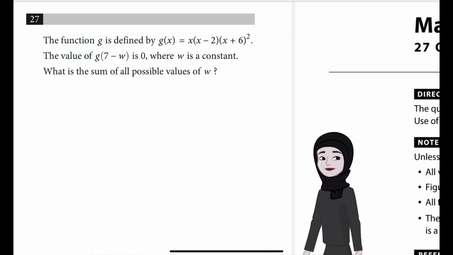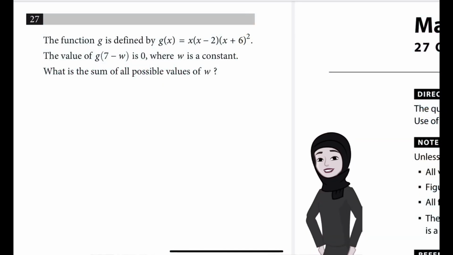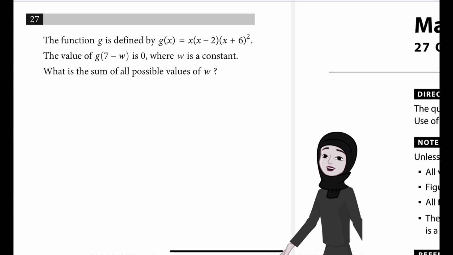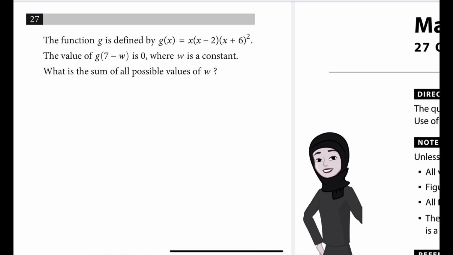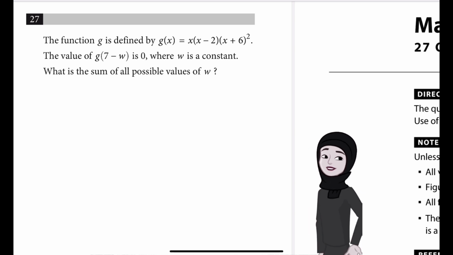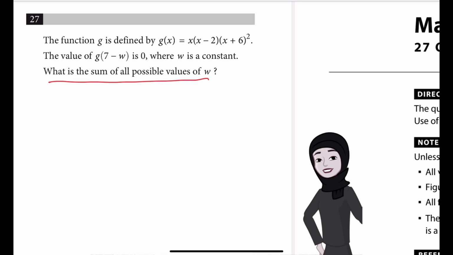Number 27, which is actually the last question of module 1 in the mathematics section. So let us read it first. The function g is defined by g of x is equal to x times (x minus 2) times (x plus 6) the whole square. And what else is given? The value of g(7 minus w) is 0, where w is a constant. Now it says, what is the sum of all possible values of w? That is what we have to find out.